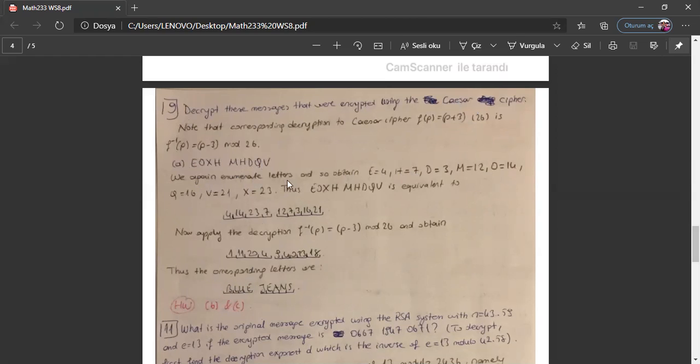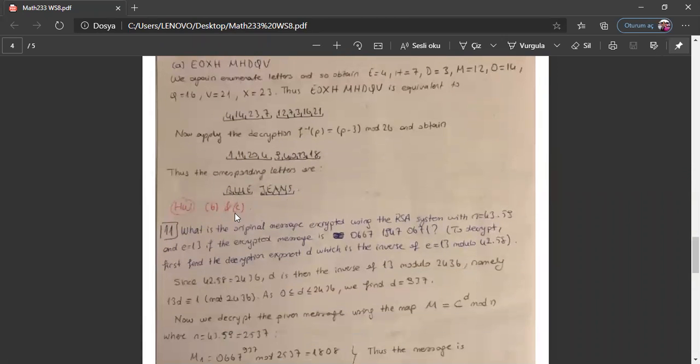Now we enumerate the letters and obtain that E equals 4, H equals 7. We only need the numbers for these letters. Now what do we have? For E we have 4, for O we have 14. So we apply this function. For example, for 4 we have 1 here, modulo 26. And for 14, again, we apply this and get these numbers. Now we translate this to obtain the exact message.